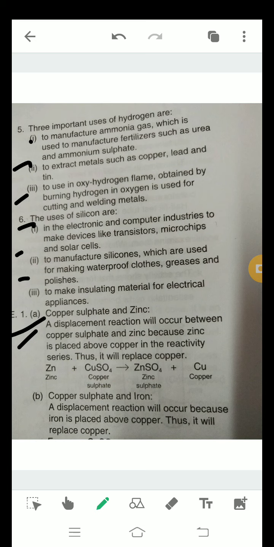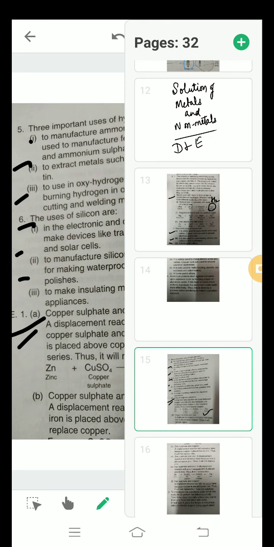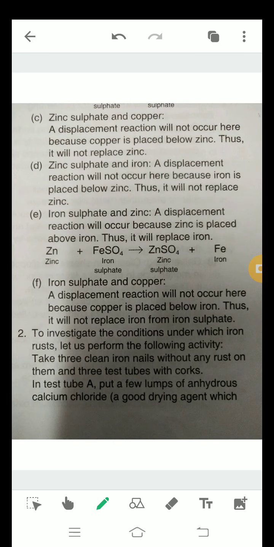See, the first pair is copper sulfate and zinc. Now in this, zinc will displace copper from copper sulfate, and it will change into copper. So here it is copper. Second is copper sulfate and iron. Here iron will displace copper from copper sulfate and forms copper. Again, see the reaction. Here it is. C is zinc sulfate and copper. Copper is less reactive, so reaction will not occur. D is zinc sulfate and iron. Iron is less reactive again, so it will not displace zinc, no reaction occurs.